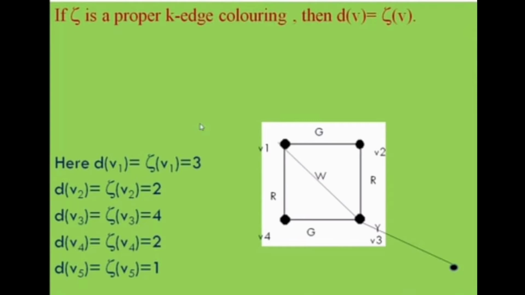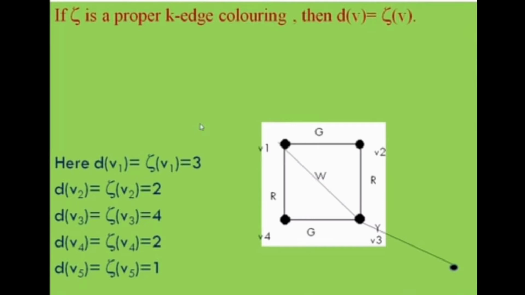In this graph, the degree of V1 is equal to 3, and script C of V1 is equal to 3. At the vertex V1, 3 edges are incident with V1, so the degree of V1 is equal to 3. And the number of distinct colors in adjacent edges represented at V1 is 3. So script C of V1 is equal to 3.